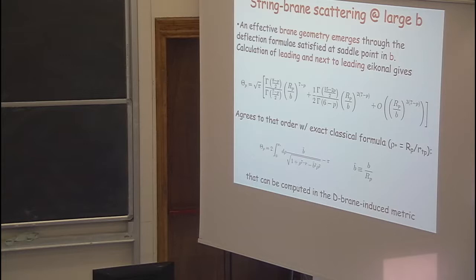So this is just to show you that we have explicit results for the deflection angle. Now we have it to leading and to next to leading order. This is the leading term, which goes like R_p over b to the 7 minus p. This is the correction with the precise coefficient. And this is from the calculation of the eikonal. And it fits perfectly well with the exact classical deflection formula in the metric produced by the brane system.